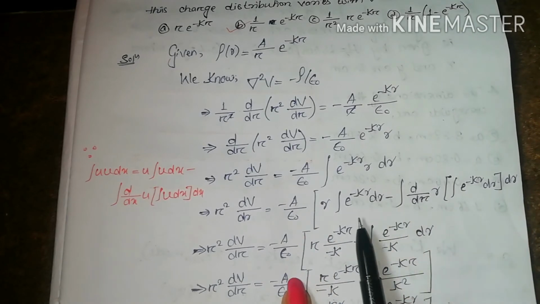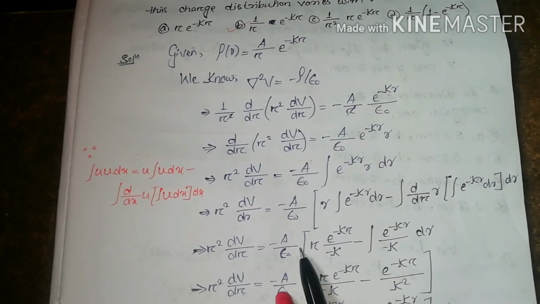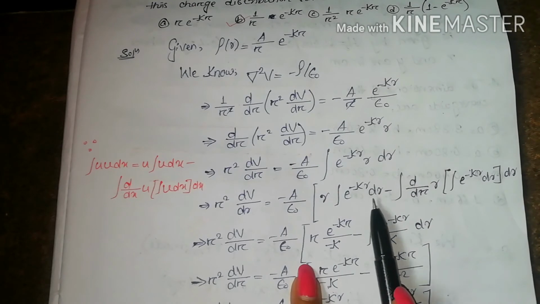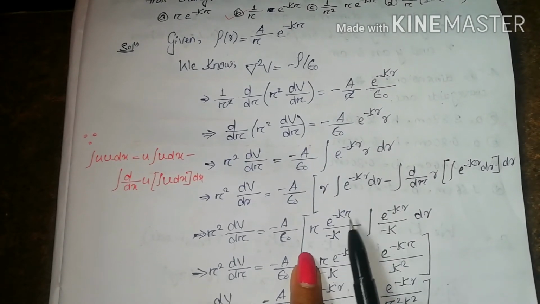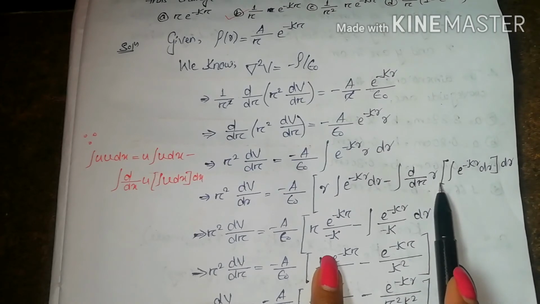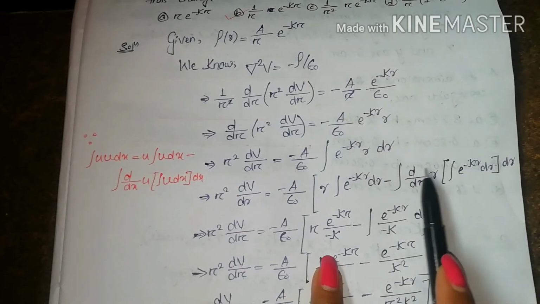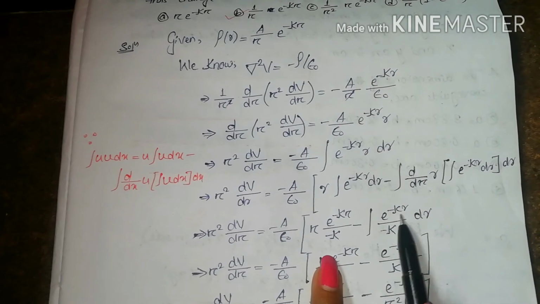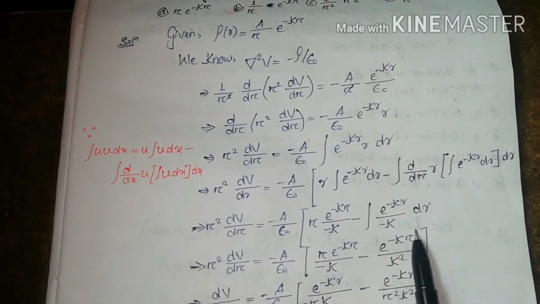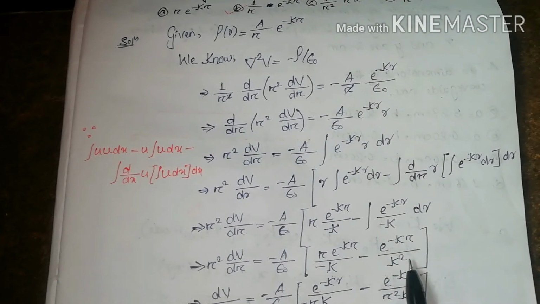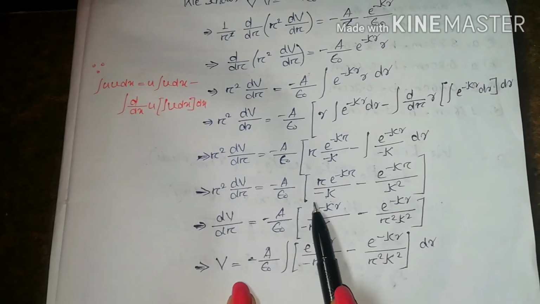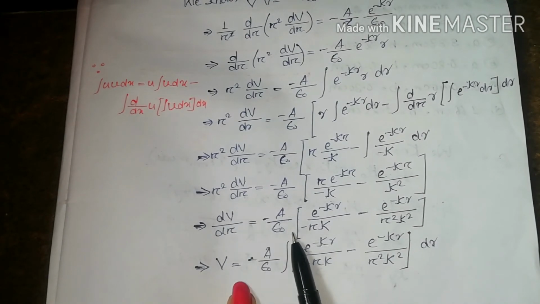Now minus a by epsilon naught is as it is, r will be as it is, and e to the power minus kr on integration will give e to the power minus kr by minus k. Minus, d dr of r is equal to 1, and integrating again, because we have twice integration, it will be e to the power minus kr by minus k square. Minus k into minus k will give us k square. So finally, r square dV dr is equal to minus a by epsilon naught.